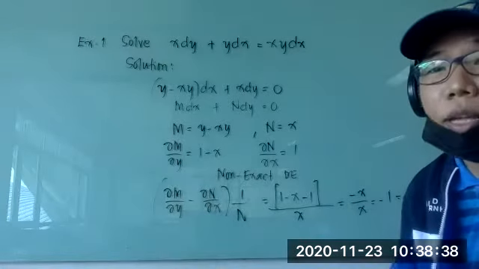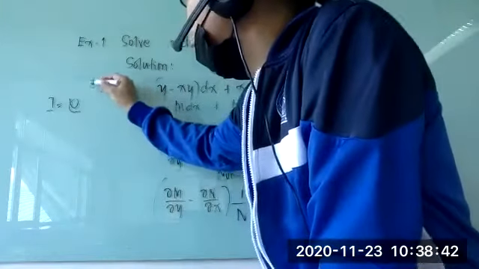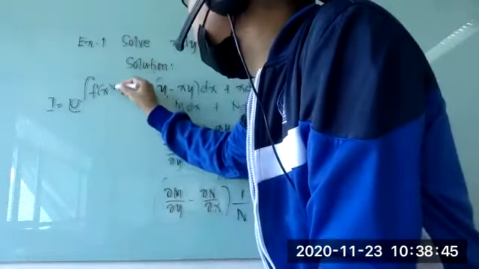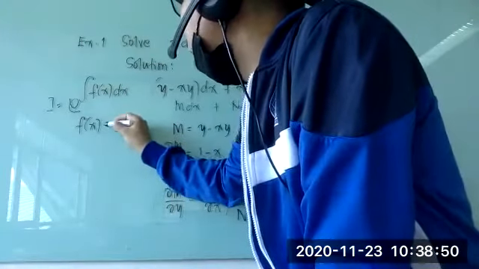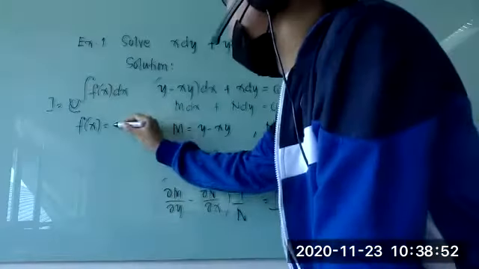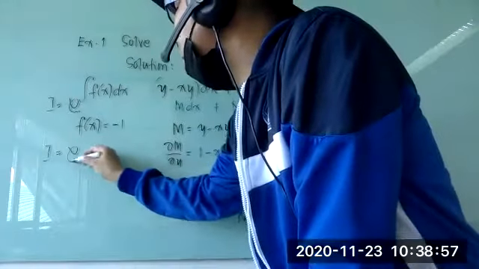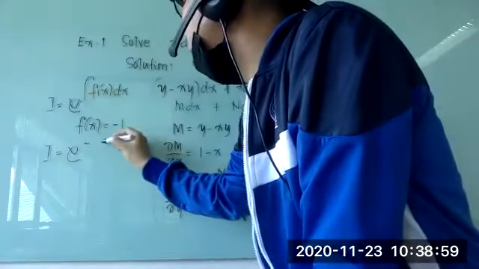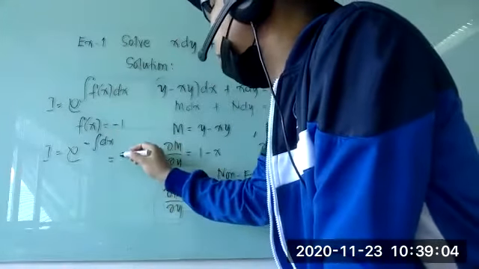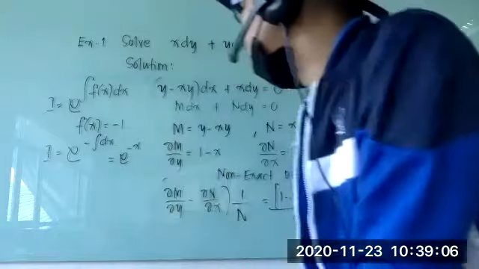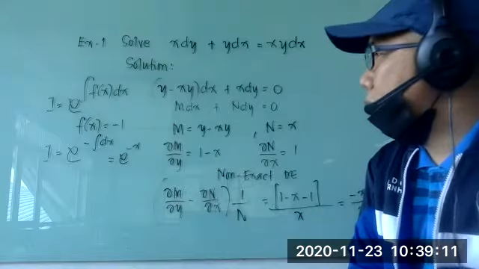Okay, clear? So now we determine the integrating factor. So integrating factor will be e raised to the integral of f of x times dx. And our f of x is equal to what? Negative 1. Okay, you can see this one. And I is equal to e raised to negative 1 integral of dx. So the integrating factor is e raised to negative x. Okay? Now, what's the next step?